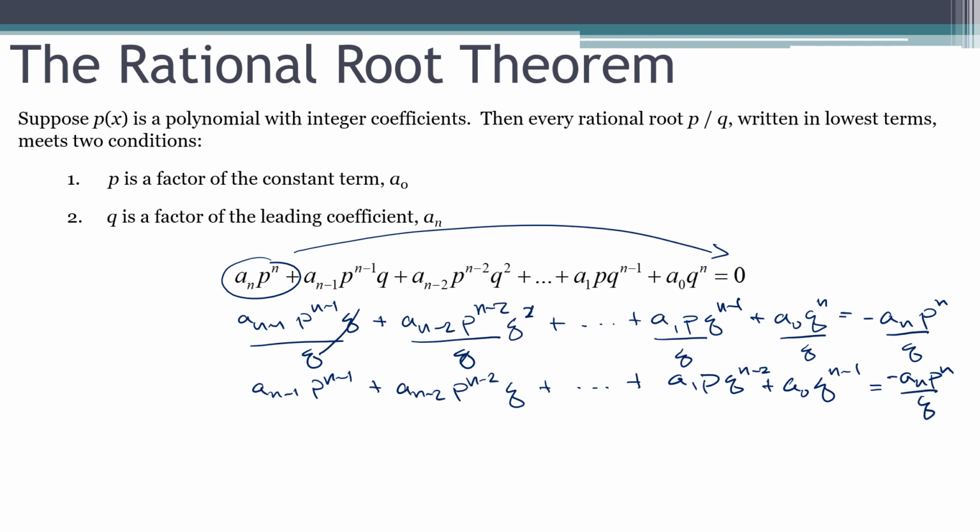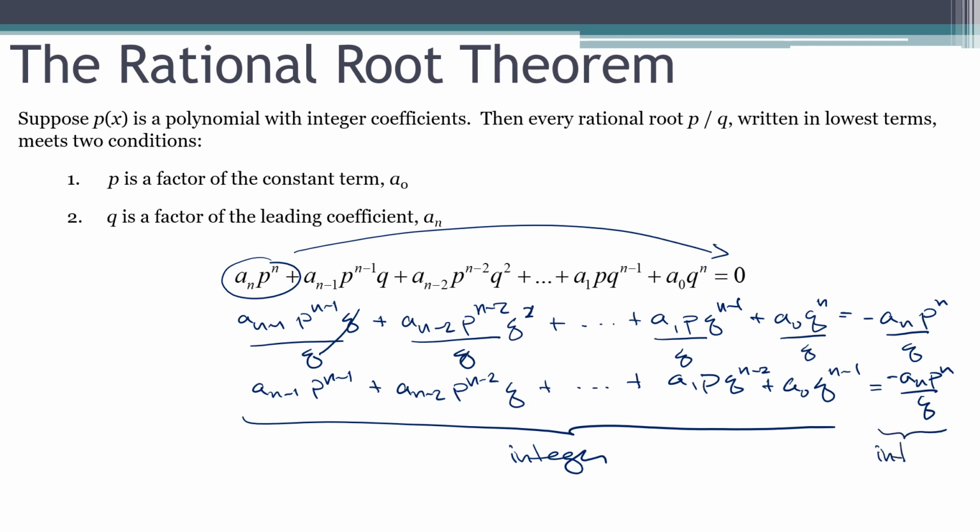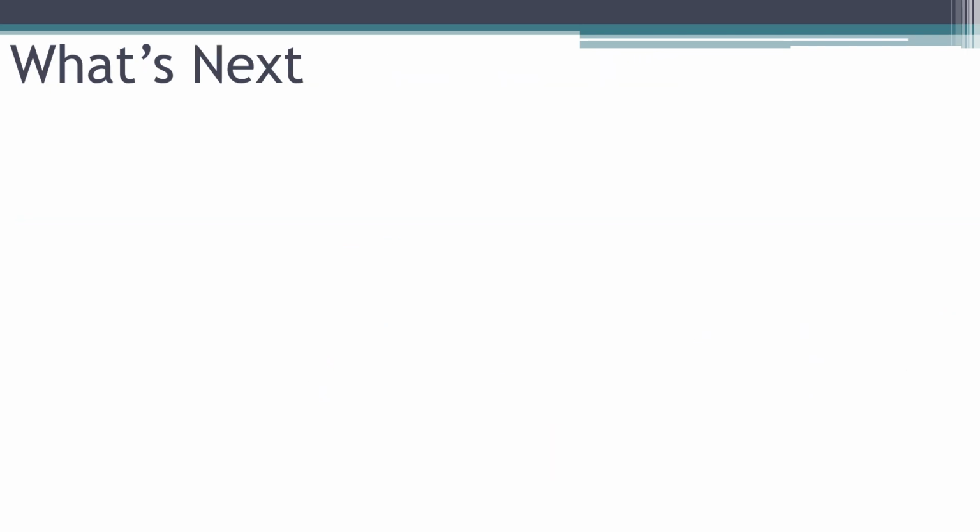Okay, but now look, it's the exact same argument. This left-hand side is a product and sum of integers, which means it must be an integer. And if the left-hand side is an integer, then the right-hand side is an integer. And since q does not divide p, the only way this fraction reduces to an integer is if q divides a sub n. And that is our second criterion that we were looking to show. And that's it, there you go. That completes the proof.